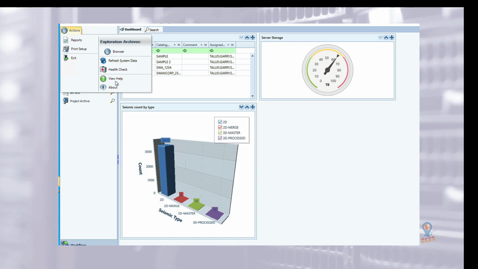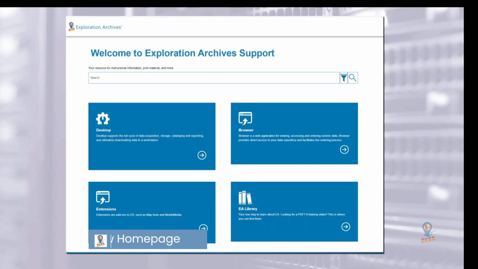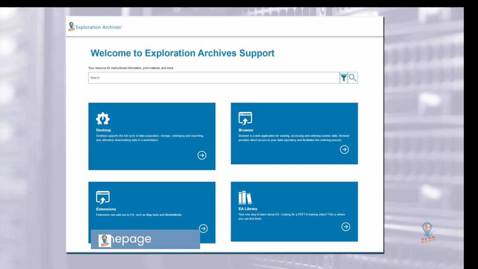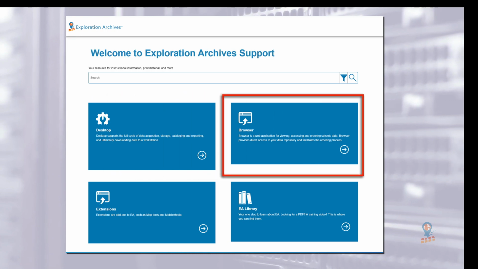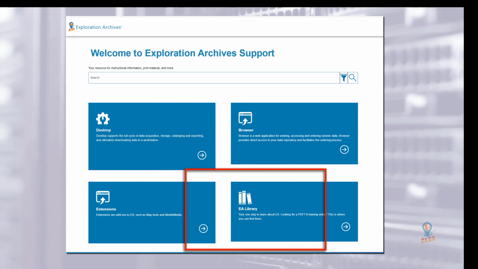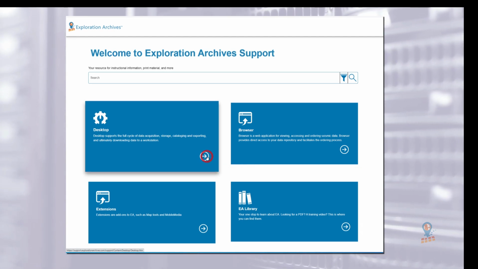If you've ever looked at the previous online help, it may have been a little overwhelming. The revised help has a simple homepage that lets you choose the area you want to explore. The help has different tiles for EA Desktop, browser, and extensions. Also included is the EA Library, which holds PDF documentation and product videos. Let's click on the desktop tile.